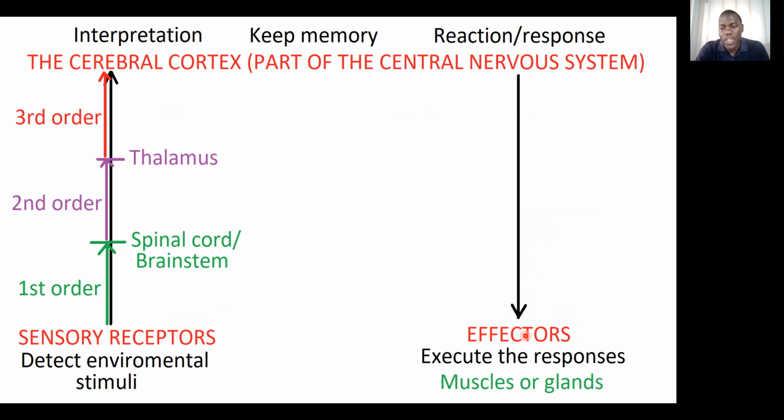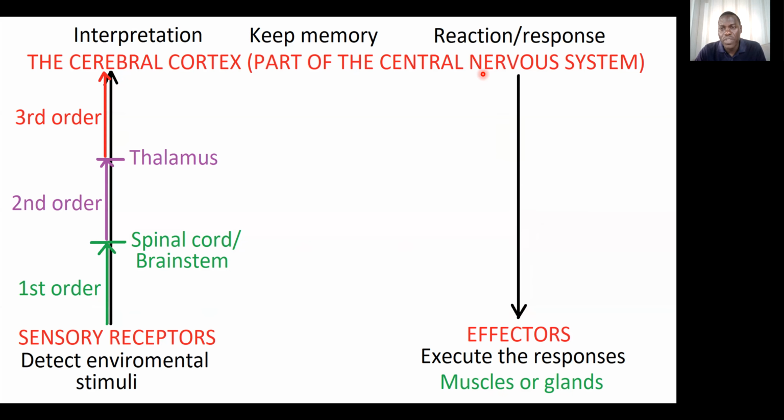What are we calling the effectors? The effectors will be muscles or glands. Remember, muscles respond by contracting. Glands respond by providing some secretions. Just like this journey on your left-hand side, which is not one neuron up to there, also on this other side is not one neuron. However, it's also not three. There are two neurons. It's a relay of two neurons.